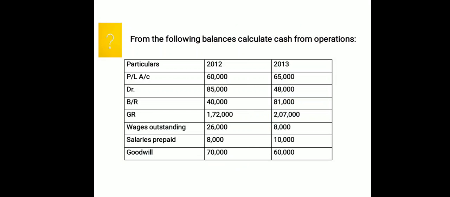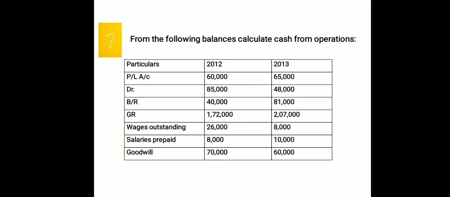Then next we have wages outstanding, and wages outstanding are your current liabilities. Just check, in 2012 it is 26,000, in 2013 it is 8,000. That means it is decreasing, and decrease in current liability we need to deduct. Then next we have salary prepaid, which is your current asset. In 2012 it is 8,000, in 2013 it is 10,000. That means it is increasing, and again increase in current asset we need to deduct.